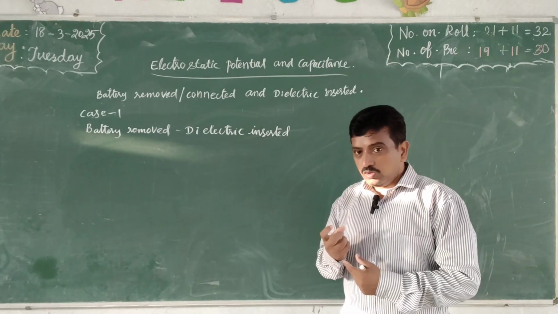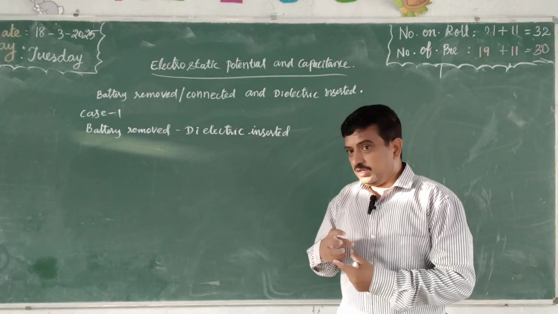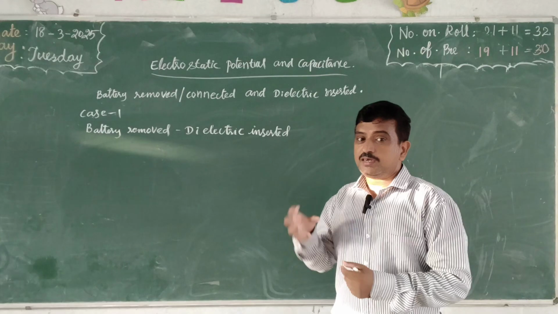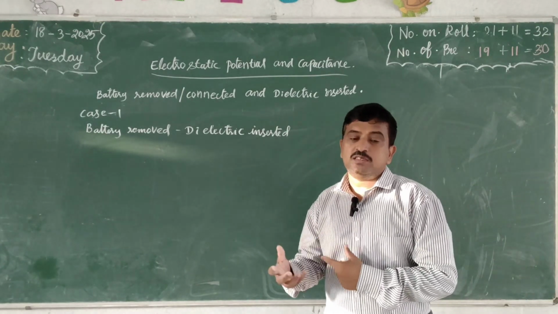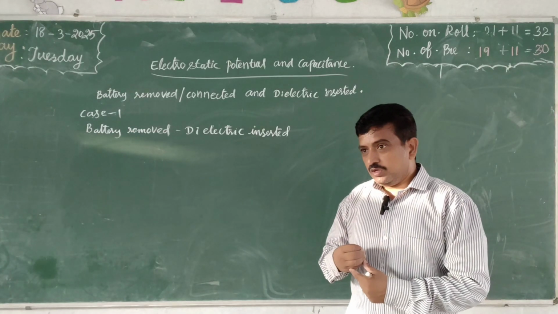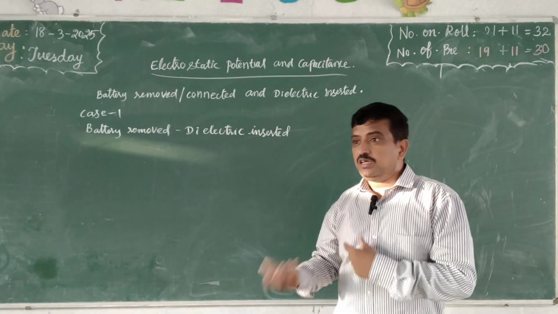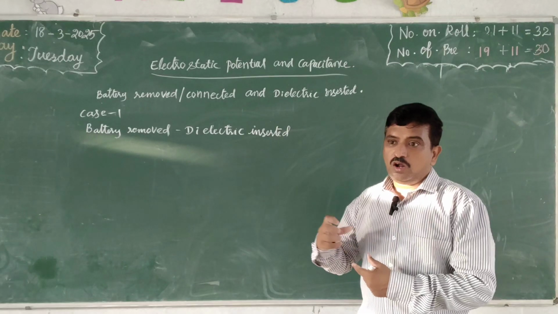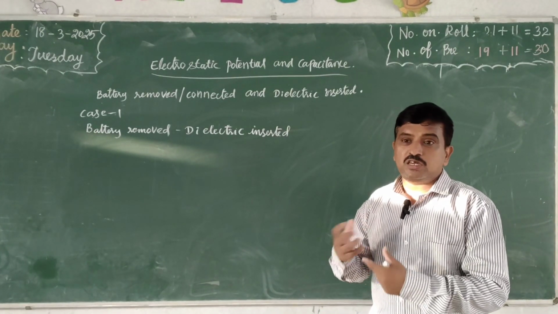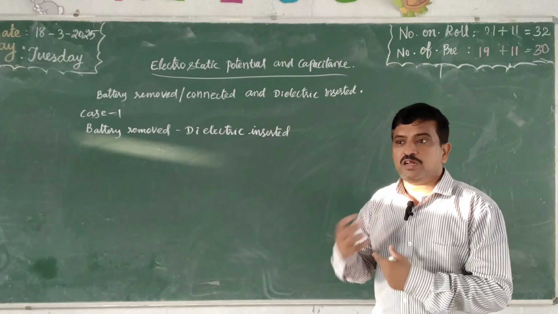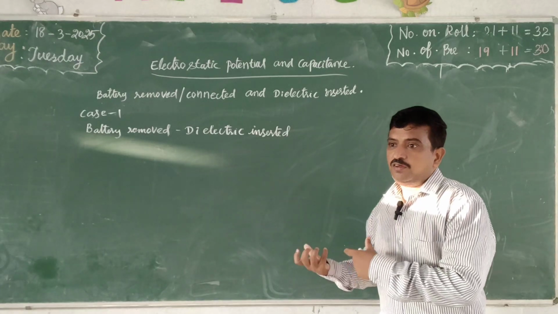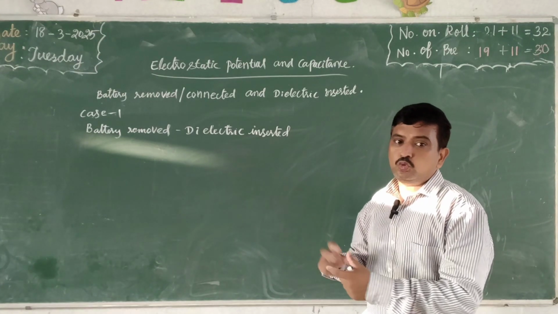And one more: the battery connected. After connecting the battery to the parallel plate capacitor, a dielectric is inserted. What are the changes? Does the electric field change or not? Does the potential change or not? Does the capacitance increase or decrease? And does the potential energy increase or decrease? So we discuss both cases: when the battery is connected and a dielectric is inserted, and when the battery is removed and a dielectric is inserted.